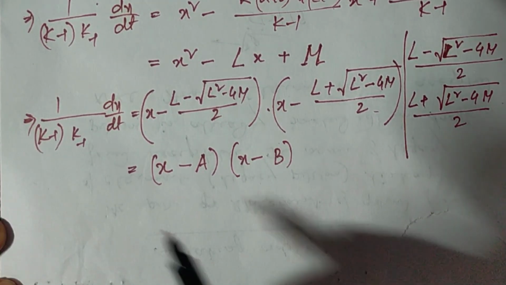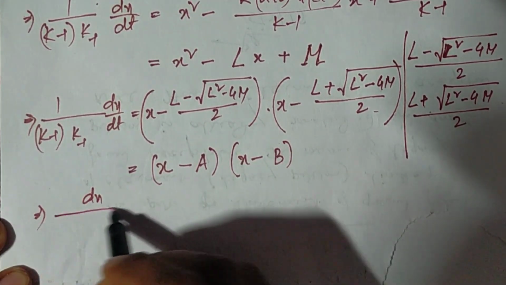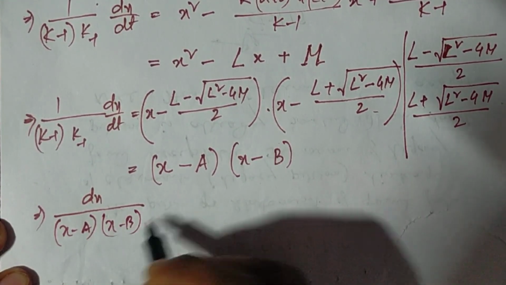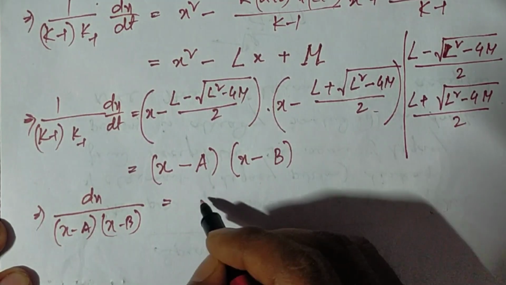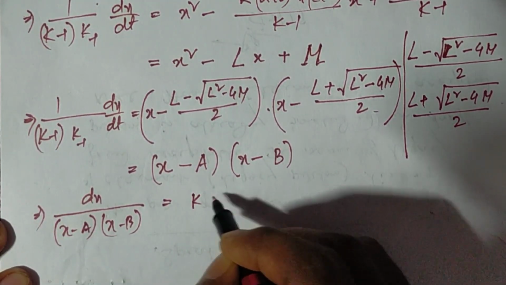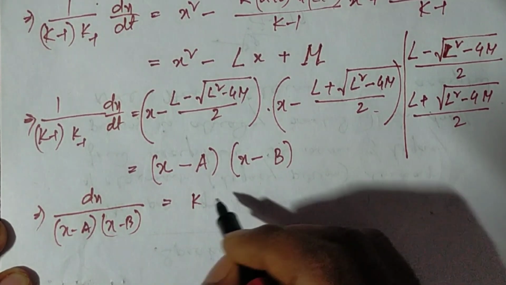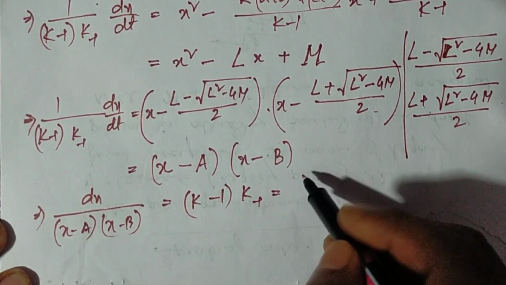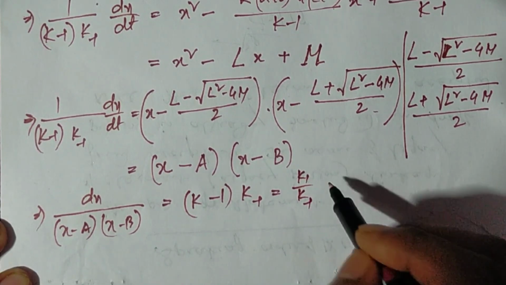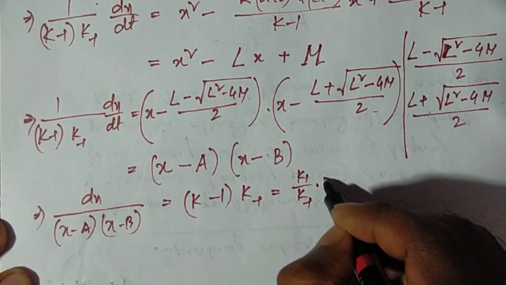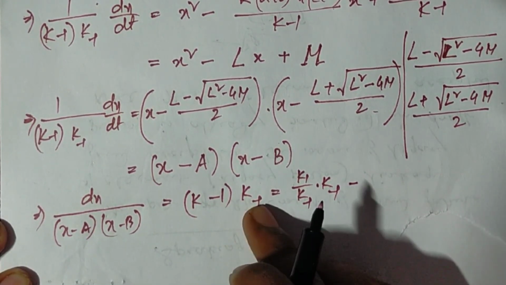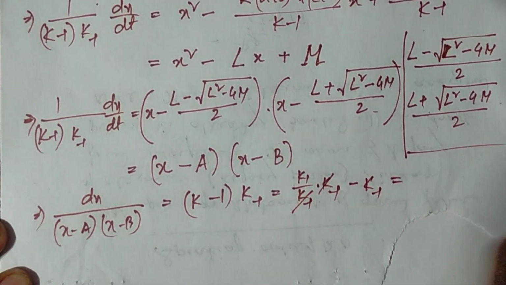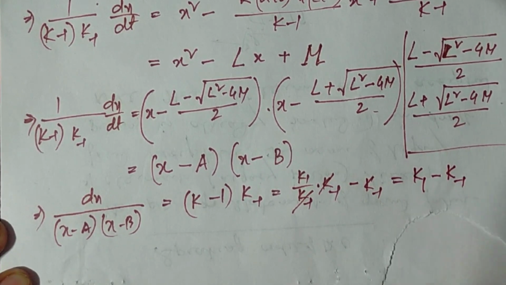So I will write dx, this x part will come here, x minus a, x minus b, and this other part will come here, so it will be k minus 1. And you can see that this K means k1 by k minus 1, and it is multiplied. So you can write like this, and k minus 1 into 1 by k minus 1 is equal to 1, so it will be cancelled out. So you can write k1 minus k minus 1.